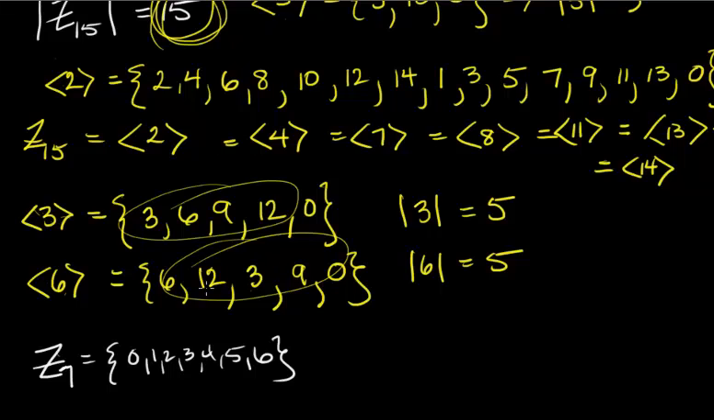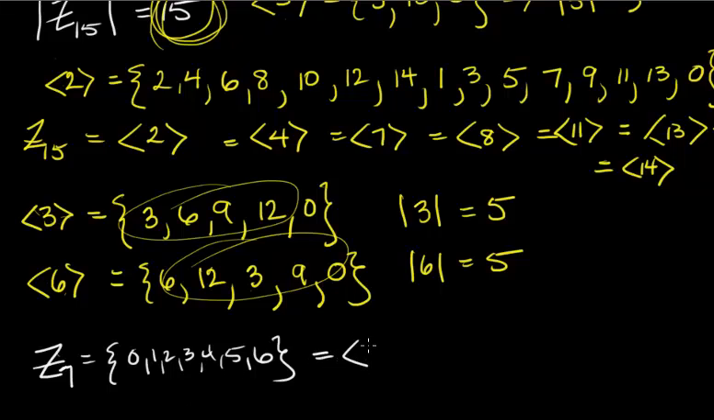Now, the last example in this problem was Z7. The order of Z7 is 7. It has 7 elements in it, and 7 is prime. So all of these numbers are relatively prime to 7. So in this case, every element will generate the whole thing.